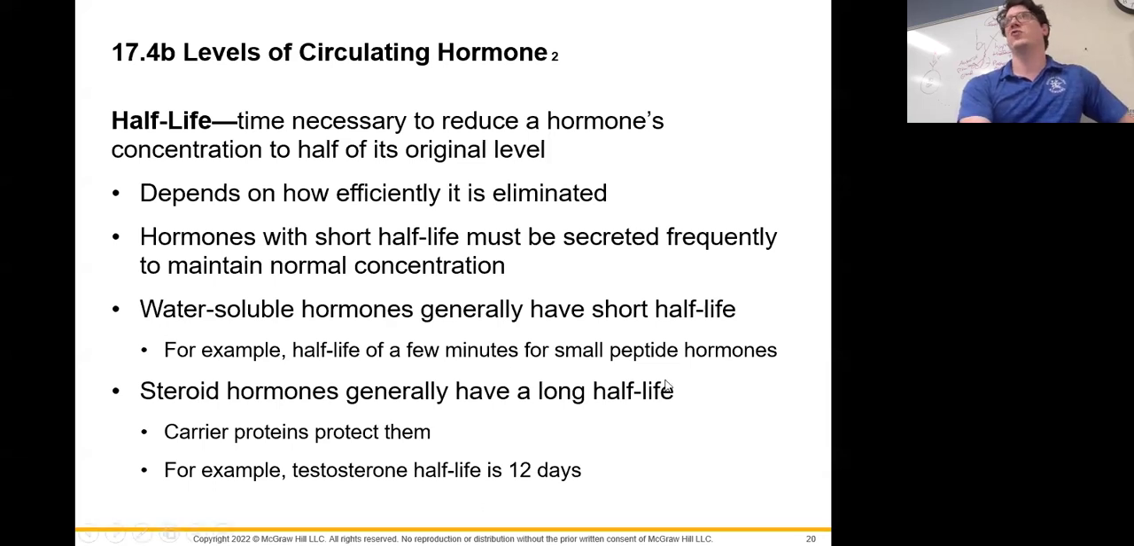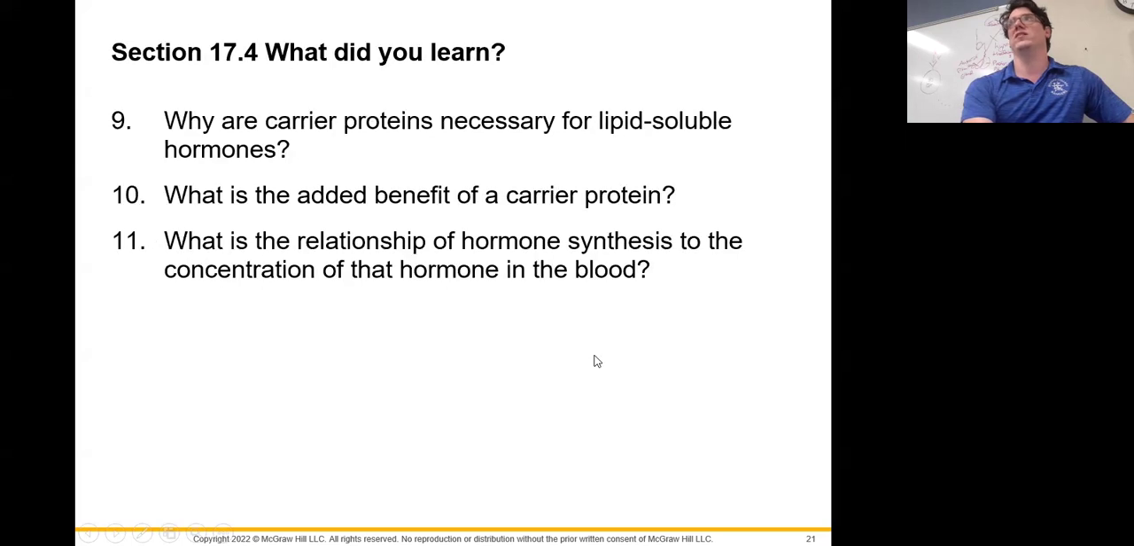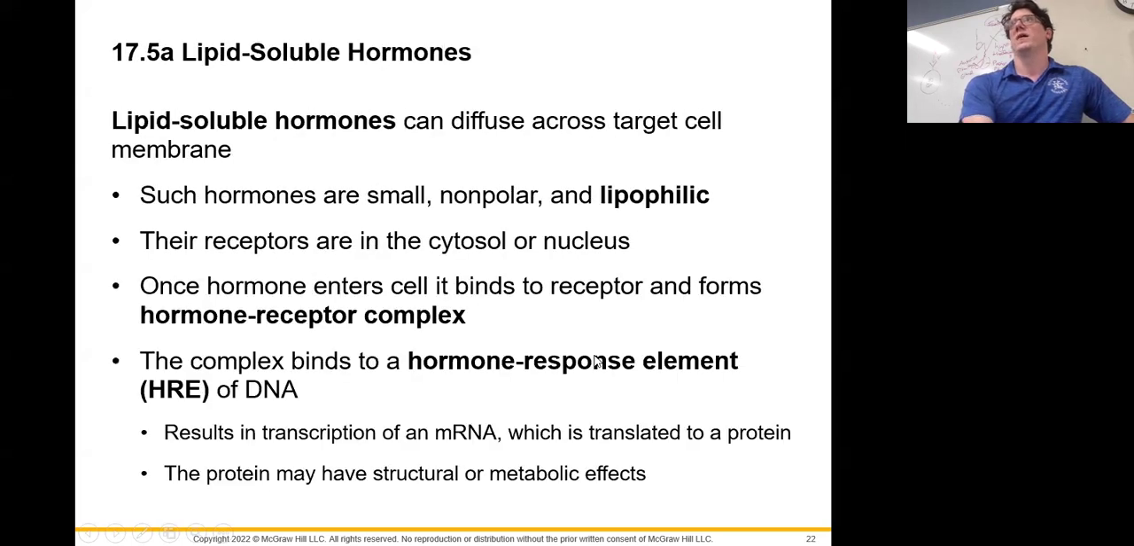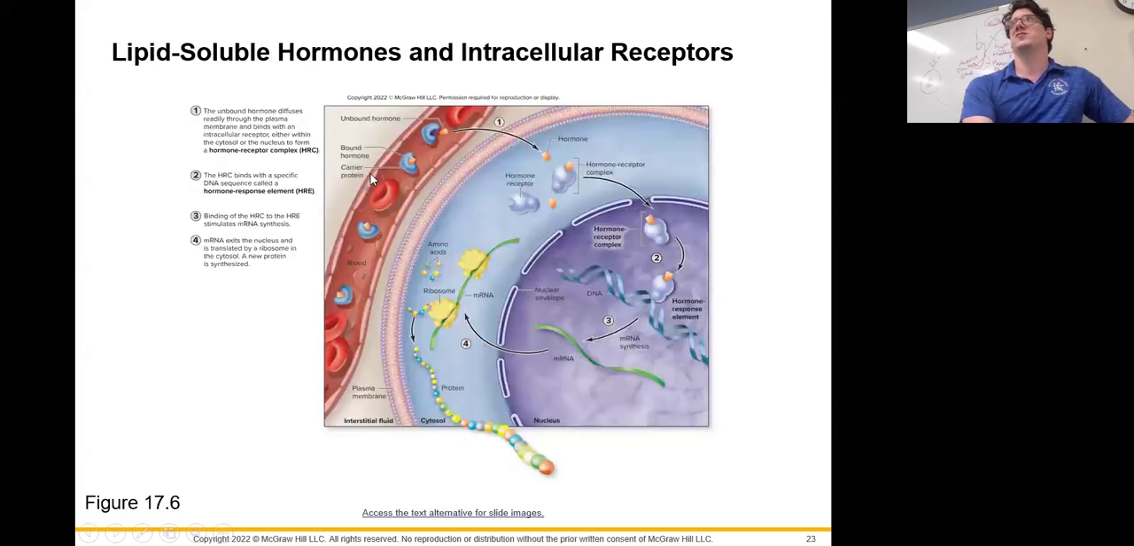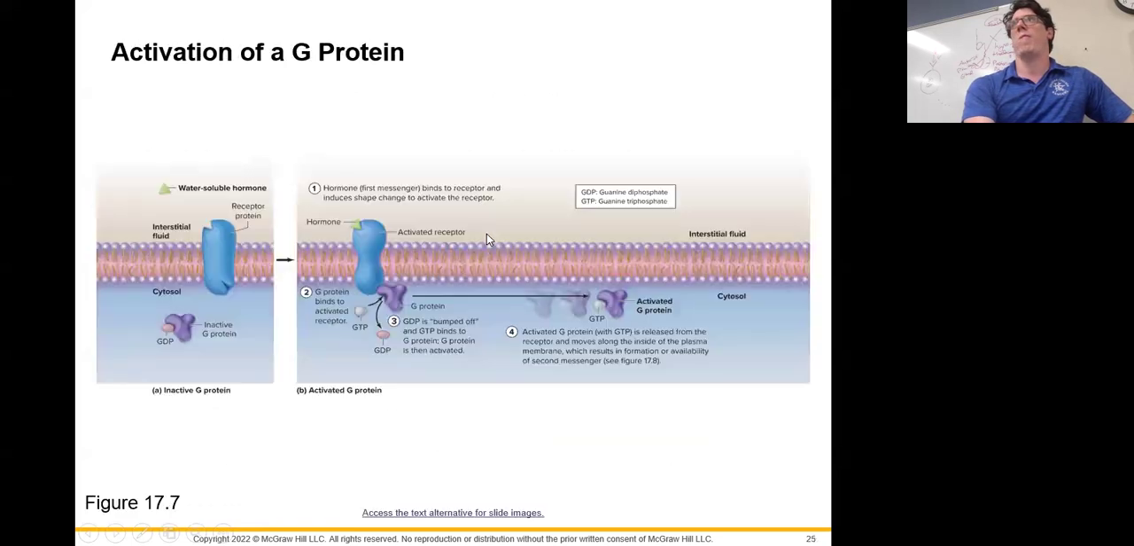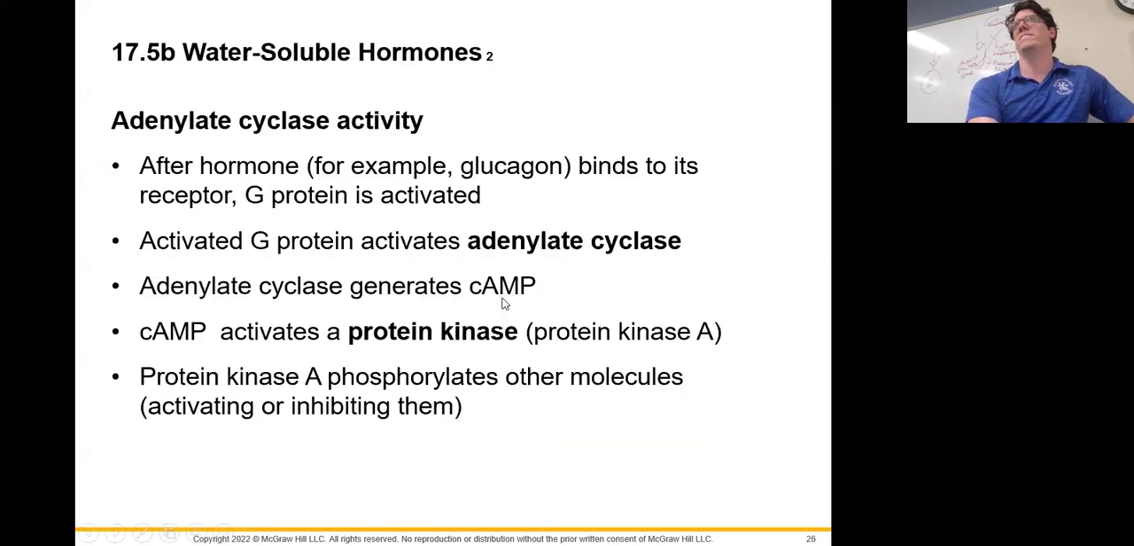So like I said, steroid hormones, things that are lipid soluble, are going to have carrier proteins to protect them, so they have really long half-lives, whereas things that are water soluble are going to have really short half-lives and move around a lot more efficiently. This is basically showing you what happens inside a cell when you have binding of a lipid soluble hormone. These are some of the things that can happen with our water soluble hormones. So this is an example of a G protein cascade. Hopefully this looks a little bit familiar.